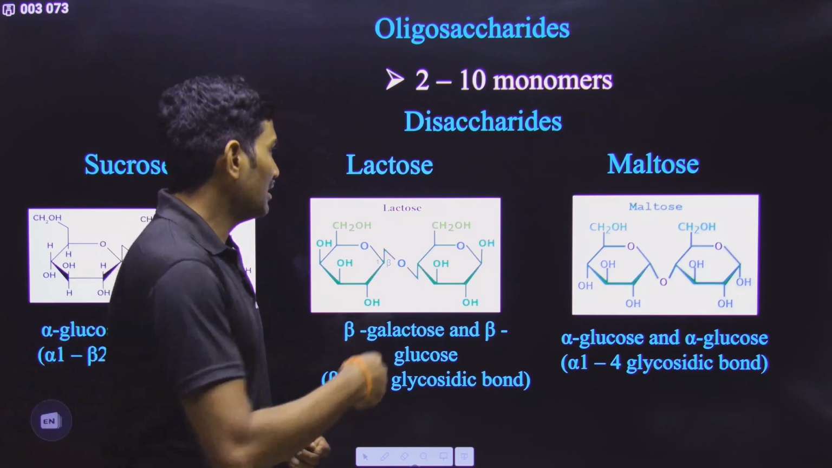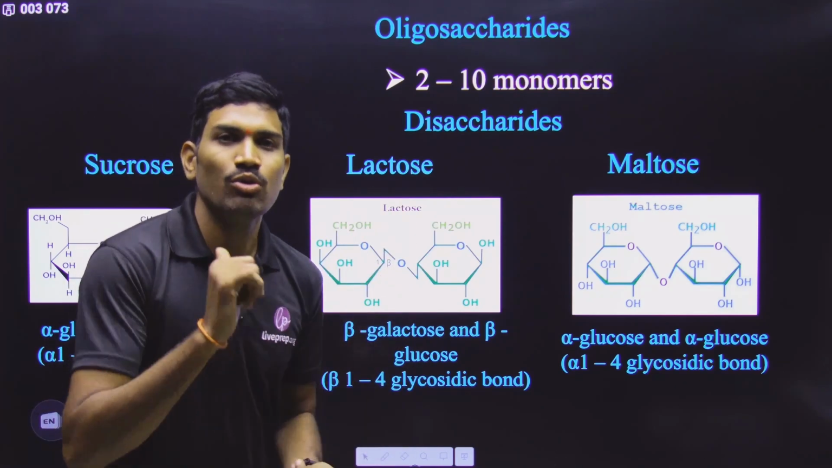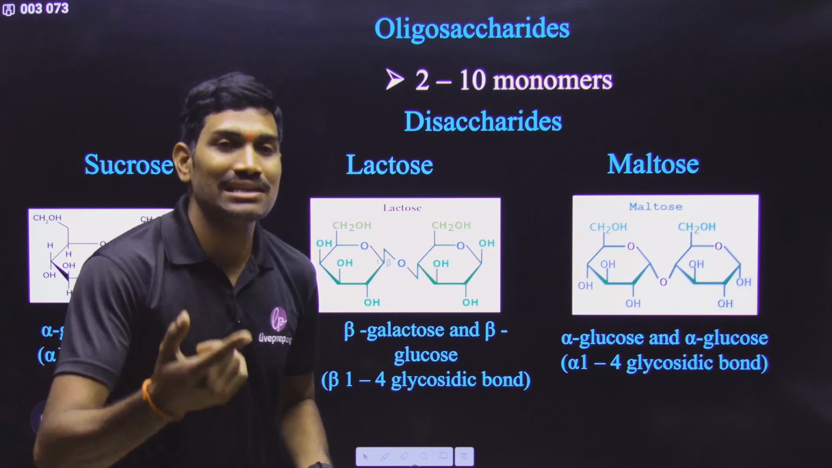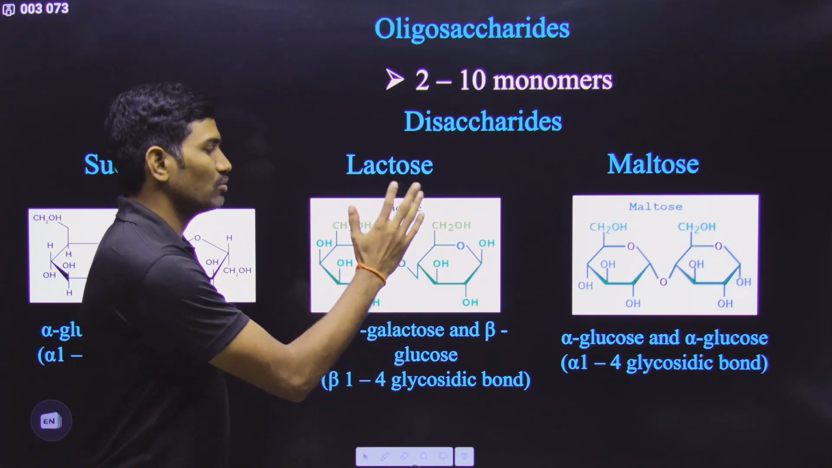Suppose we are drinking this milk. Now in this milk, this lactose sugar is present. In our digestive system, it should be broken down. So who will break this? Lactase enzyme. So lactase enzyme will break this bond, so that galactose and glucose will be separated.